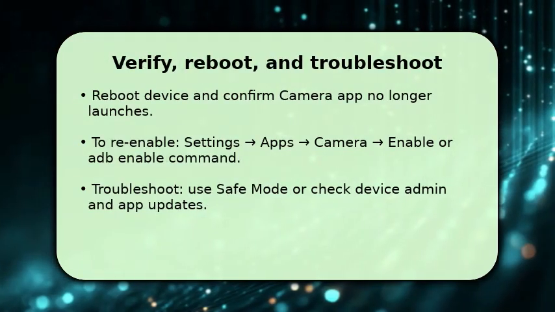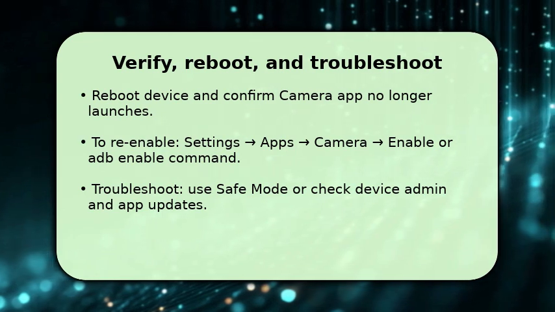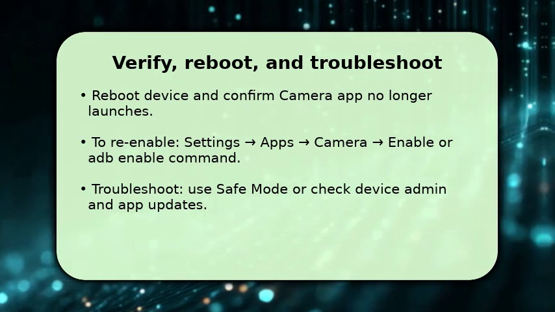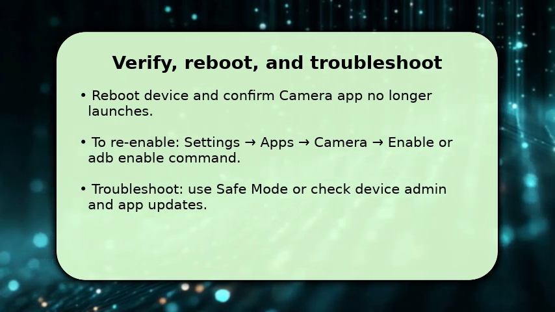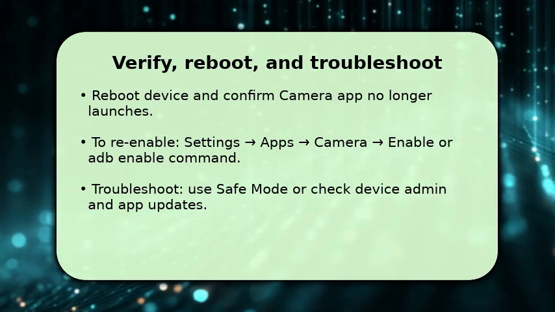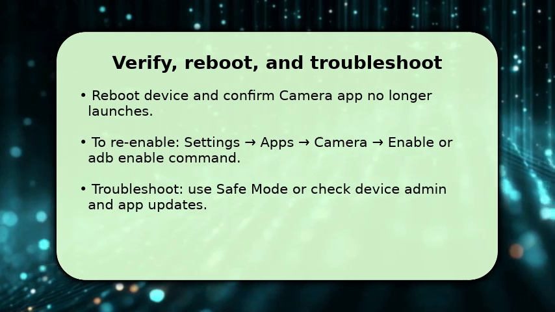After disabling, reboot your phone and verify the camera app won't launch. Try invoking it from the lock screen and from any third-party apps to ensure it's blocked. If you need to restore functionality, return to Settings, Apps, Camera and tap Enable, or run the corresponding ADB enable command.